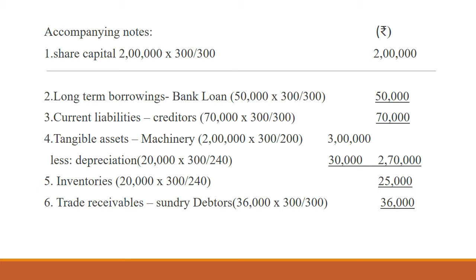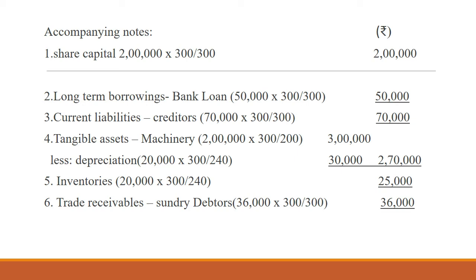Therefore, 300 divided by 200. 3 lakh is the value of machinery. Subtracting the depreciation, 20,000 into 300 divided by 240. We know depreciation is throughout this. Therefore, average should be taken. 30,000 gives 2,70,000. Inventories.